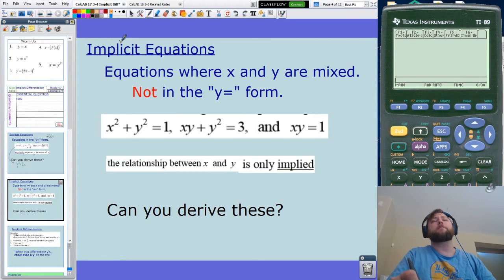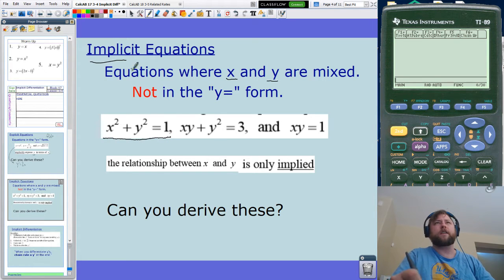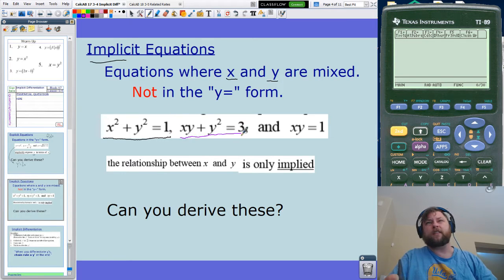Now, I'm going to talk about implicit equations. These implicit equations have x's and y's, but it's kind of mixed up. It's not y equals form, it's something else. Like x squared plus y squared equals 1. This is the equation for a circle with a radius of 1. Or this weird thing where there's two y's in there and one of them is being squared. Or even x times y equals 1. This is not a y equals form.